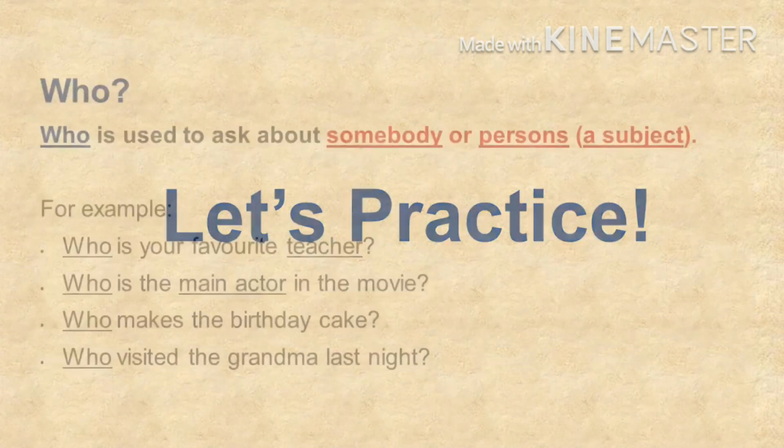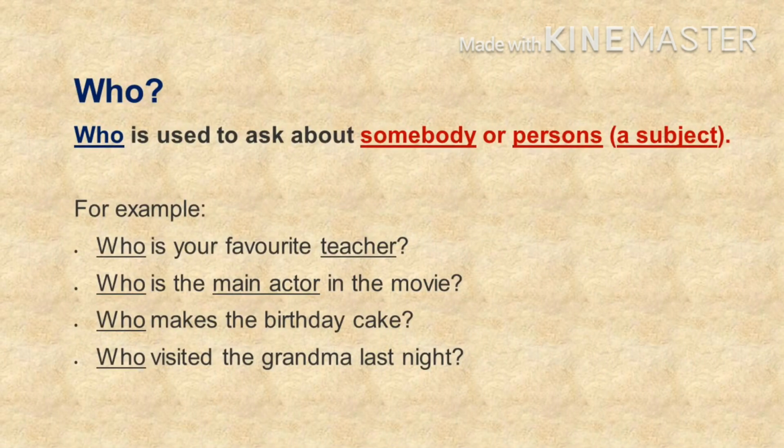Okay, learners, after learning about WH questions and how to form them, now let's practice those 9 WH words in questions. The first WH word is who. Who is used to ask about somebody or a person as a subject. For example, who is your favorite teacher? Who is the main actor in the movie?